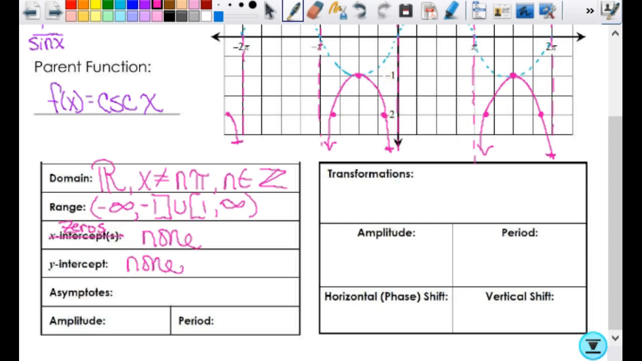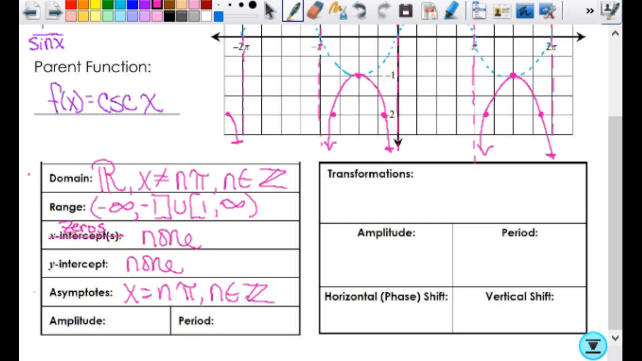Asymptotes, yes, a whole bunch of them. And remember, the domain and the asymptotes are very much connected. The reason that x can't be these things is because that's where your asymptotes are. So x equals n times pi, where n is an element of the integers.